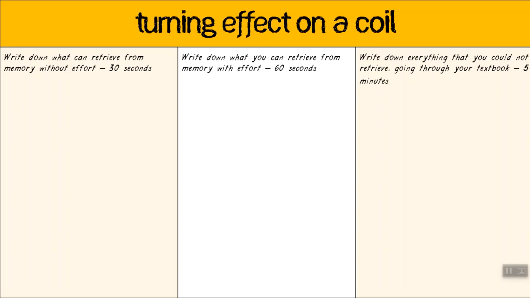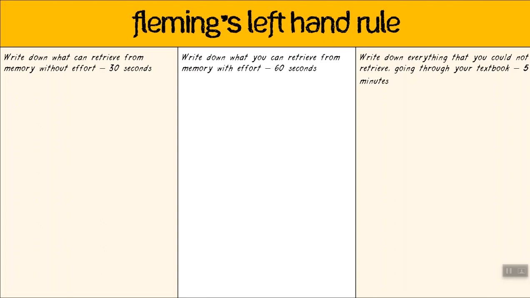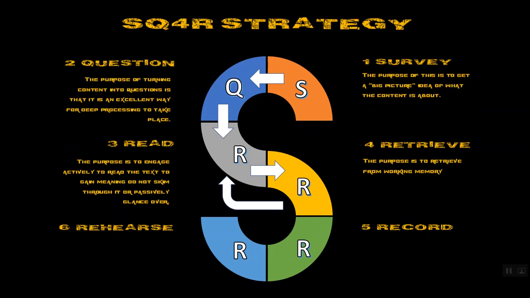I want you to do that then for the turning effect on a coil and a simple DC motor. Once we can finish with that, we're going to look at recording. Remember that when we are retrieving, you shouldn't be afraid: if you can't retrieve, reread. Make sure you understand the content.